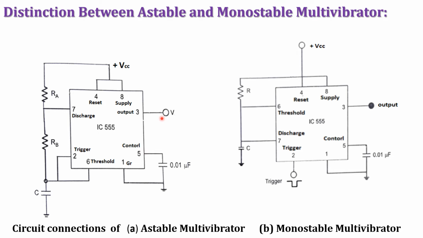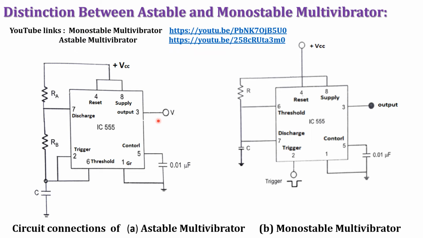If we know the time period, then we find the frequency. It is the reciprocal of the period of the output signal. That frequency depends upon the resistors RA, RB and the value of the capacitor C. In an astable multivibrator, the trigger is not given. It is shorted with pin number 6.